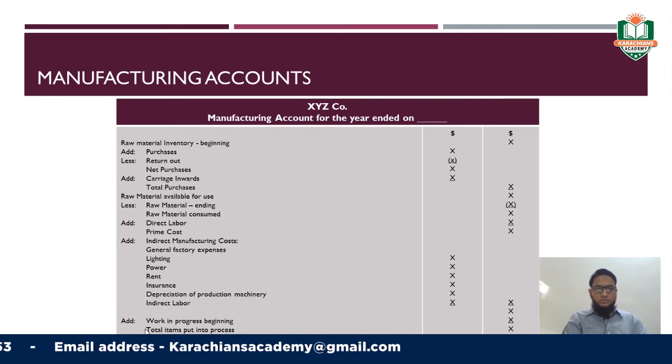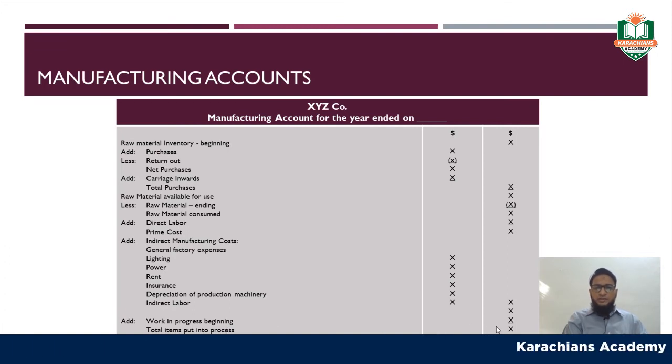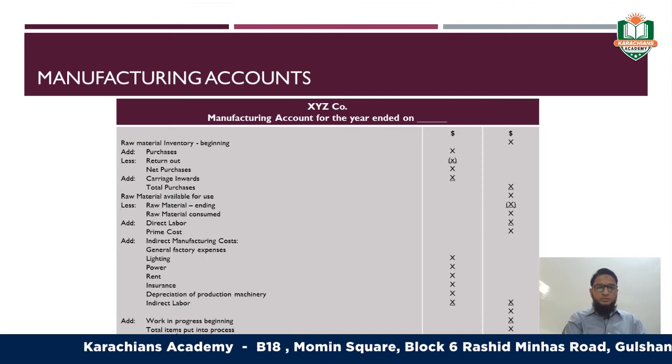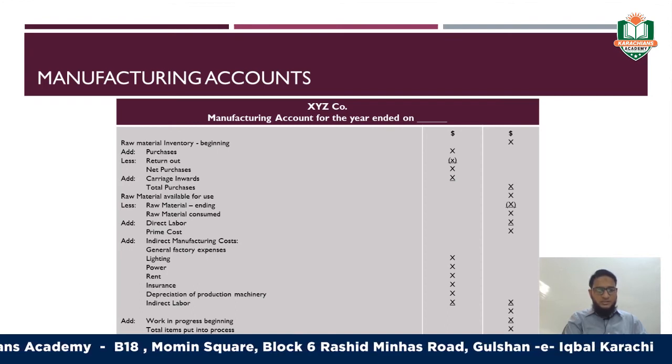Finally, you have to add the work in progress beginning balance, right? You have to add the balance of the WIP opening in order to get the total items put into process.